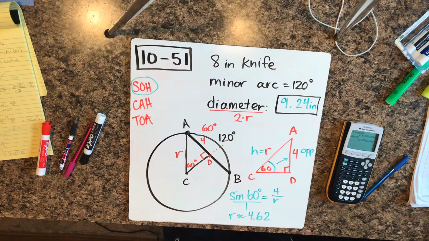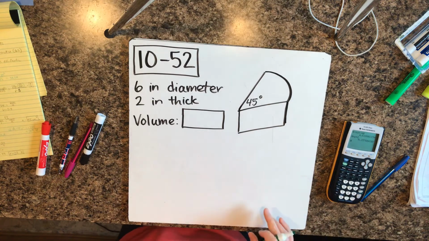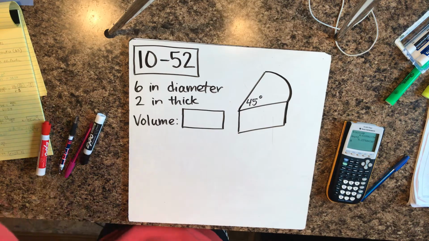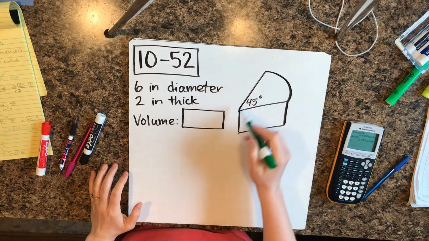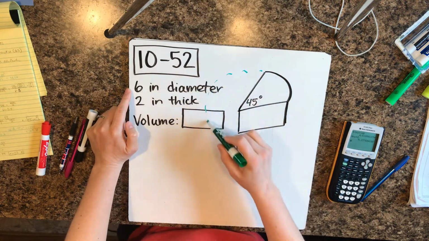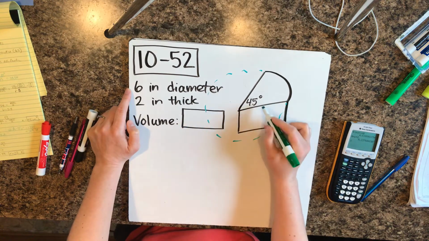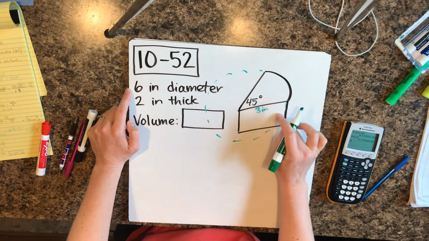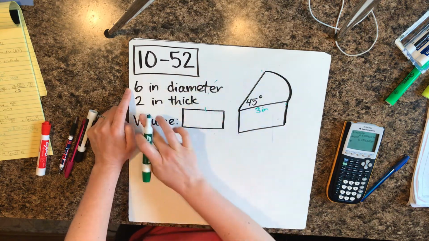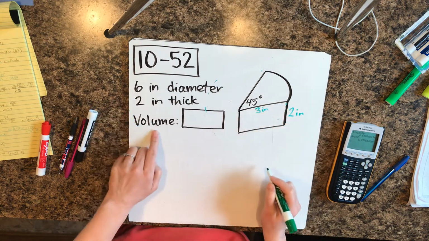The next question, 10-52, we've done one like this before. You guys handed in on your Flipgrid something just like this. It says that there was a dinner party and there was this big wheel of cheese, but after everybody left, there was only 45 degrees remaining. Now it says that this cheese originally had a 6-inch diameter. Okay, that means the radius is 3 inches. Then it says it's 2 inches thick, so that's actually the height of this. And they want me to find the volume.